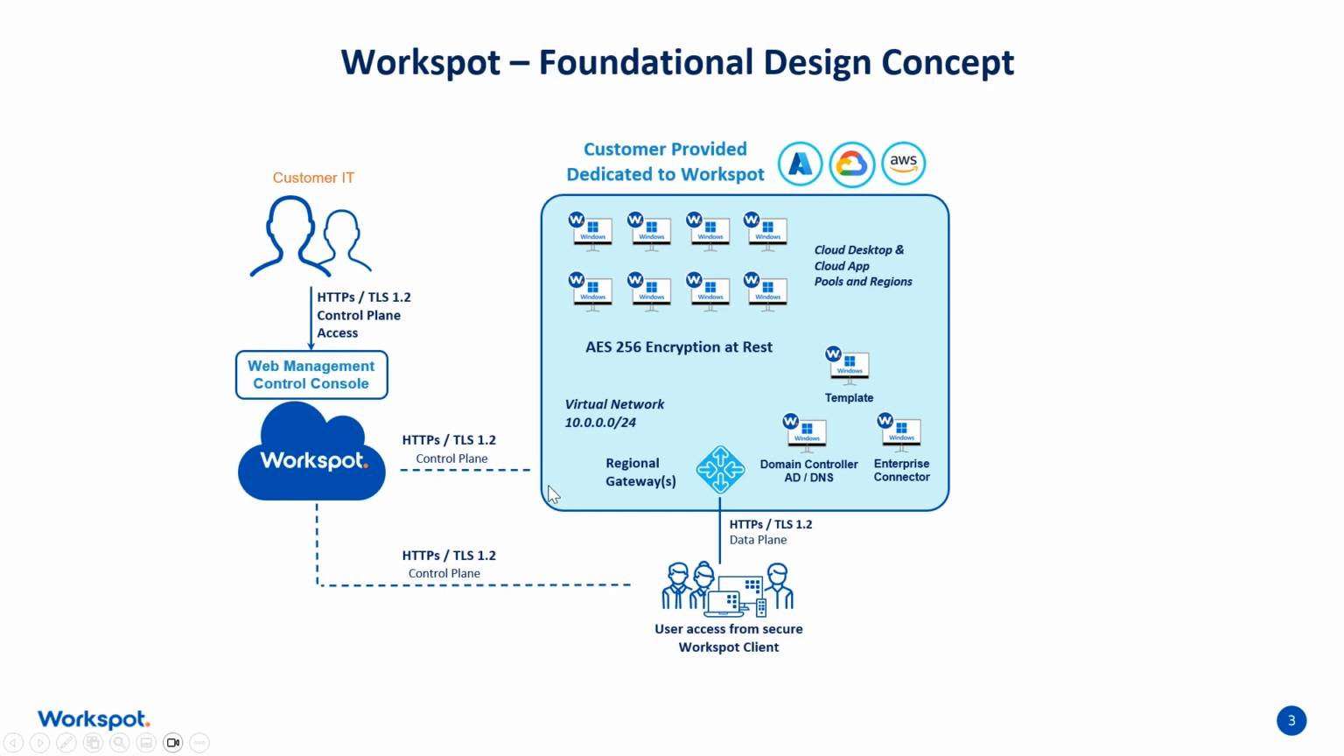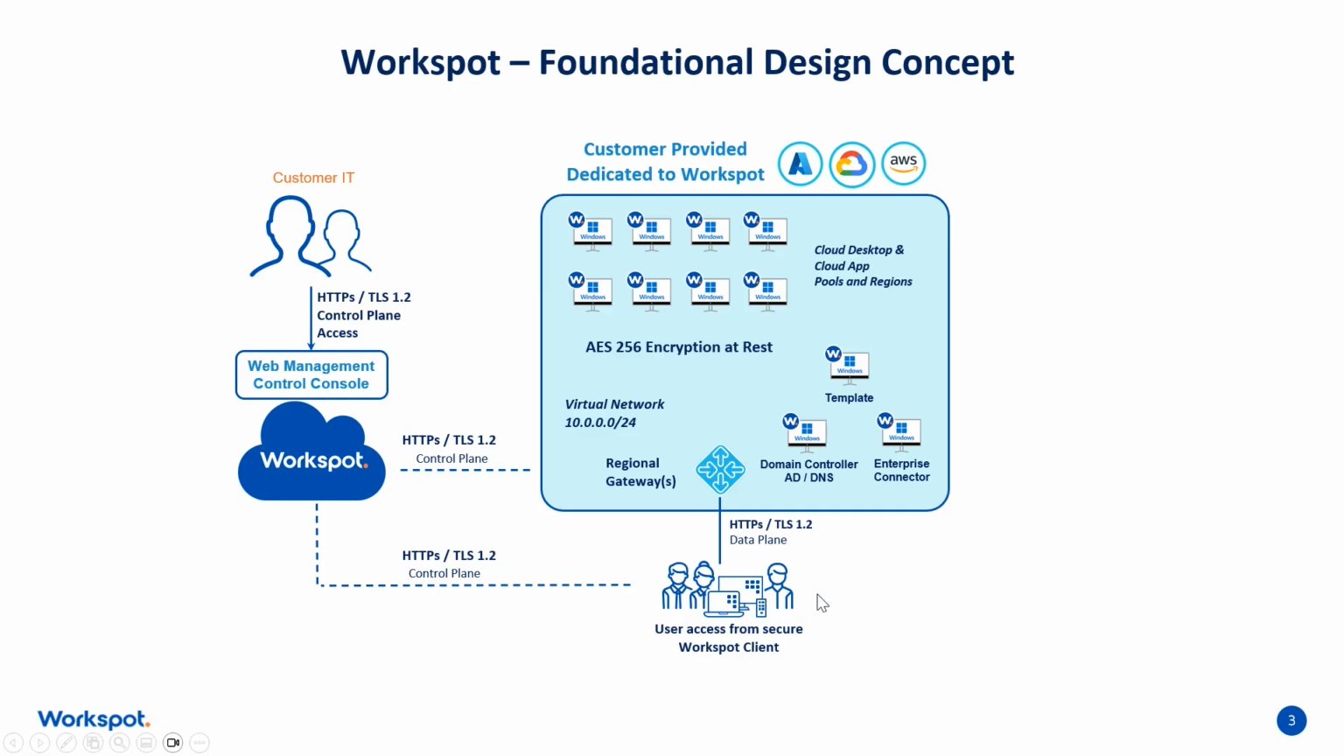And from there, that's the API channel that's used to provision the resources from a template. So the IT admin would log into the Workspot control plane, which is separated from the data plane, a very important security consideration. And from there, they'll configure their pools, and the provisioning commands will go down to the cloud provider, and then they'll start to appear.